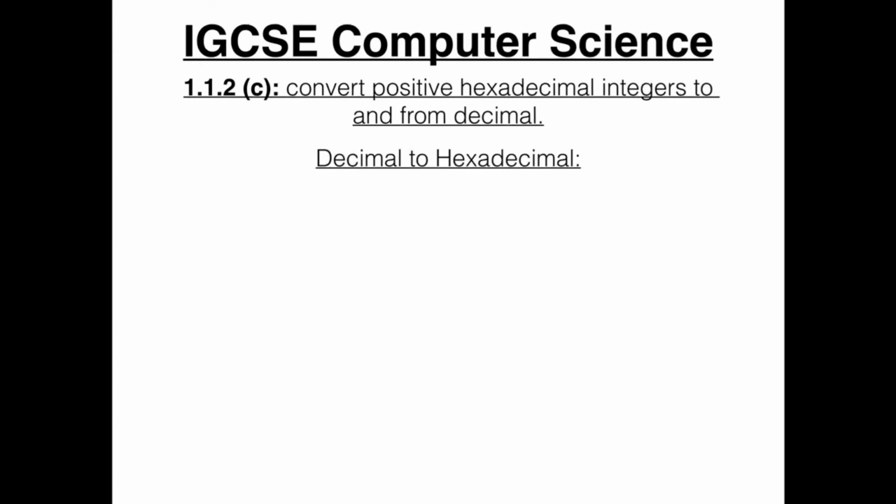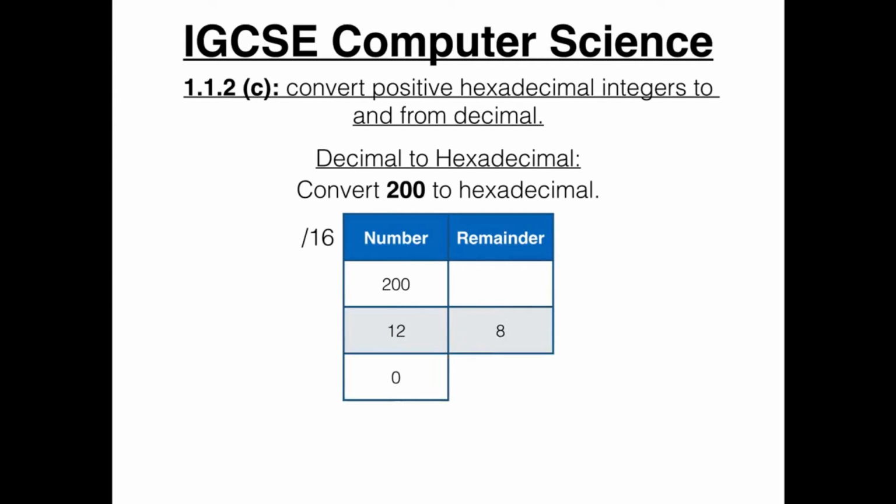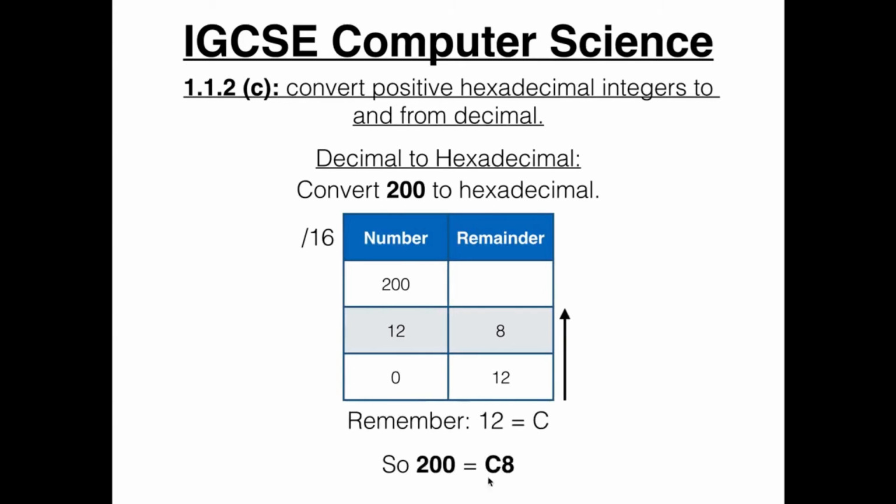So decimal to hexadecimal, well, the way I like to do it, because the other way is a bit tricky, is to use the division by 16 method. So if we were to convert 200 to hexadecimal, as in the decimal value 200 to hex, we'd have our table here, and we basically divide the number and then get the remainder of the division. So 200 divided by 16 would give us 12, remainder 8, and 12 divided by 16 would give us 0, remainder 12. So what we do is read the values from bottom to top. We remember that 12 is C, so it would be C8.